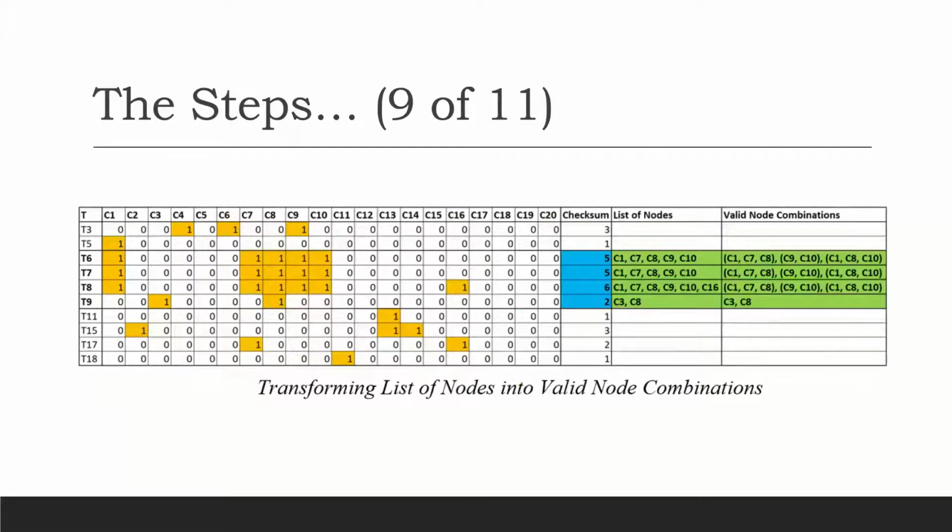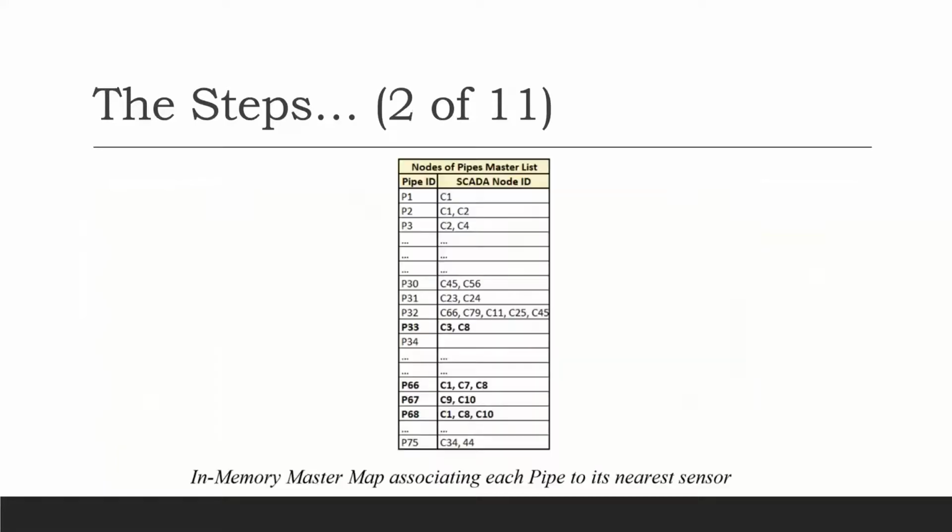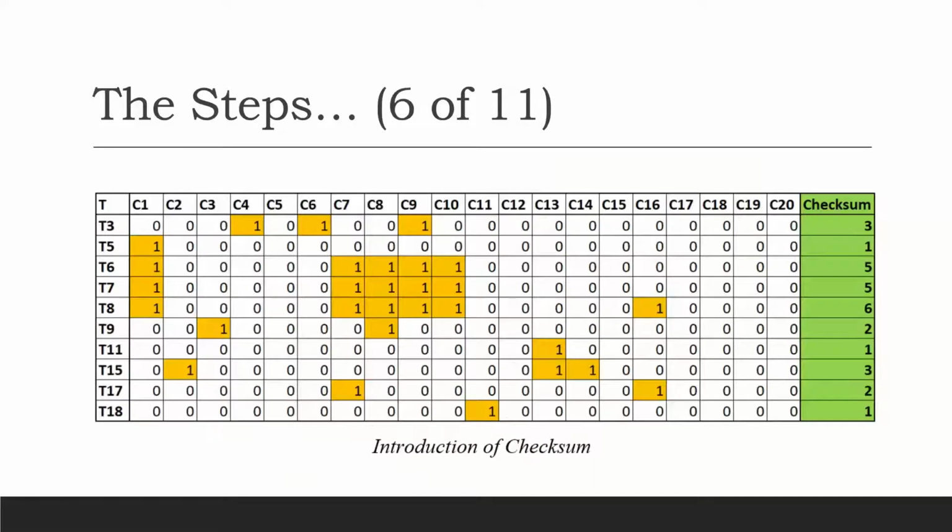We then computed all possible combinations of these sensor IDs and discarded the invalid combinations by cross-referencing the combinations with the ones saved in the in-memory master map. So basically, we compared the values of the combinations with the combinations that were initially created while we prepared this in-memory master map.